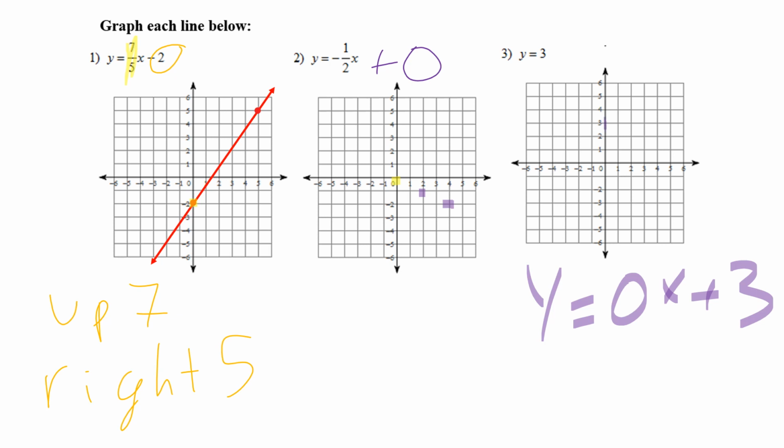I go up 0 over 1. Up 0 over 1. Up 0 over 1. Right? And I connect those dots. So here are some hints. Go ahead and connect the dots. Pause the video. Do the rest of the front page. And then when you're done with that, press play and watch the next set of problems.